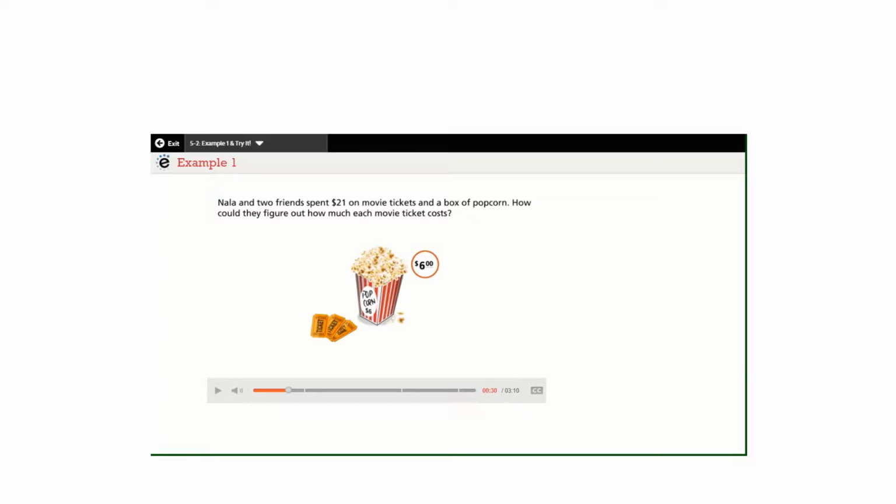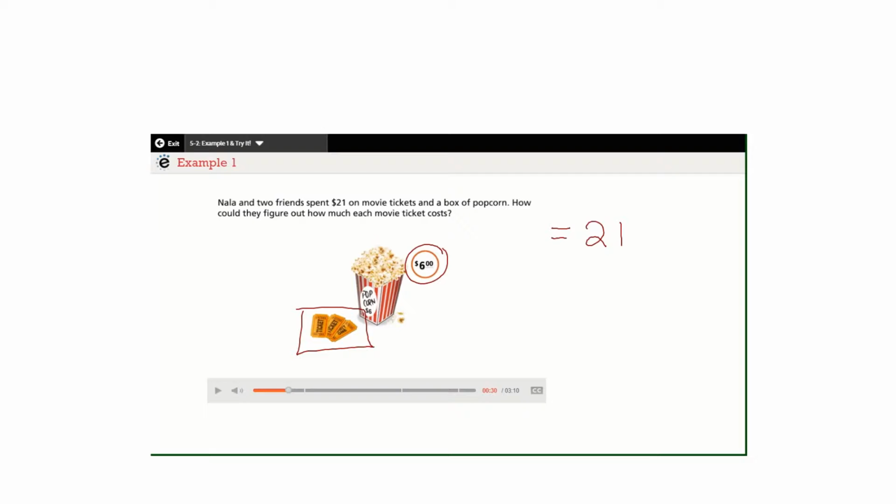The total in this situation is $21. Now, to figure out what goes on the other side of the equal sign, we have to see what we're working with. Here, we have popcorn that's $6, and we have 3 movie tickets. Now, we know in our equation there's going to be a variable. We have to see what number our variable is going to be attached to.